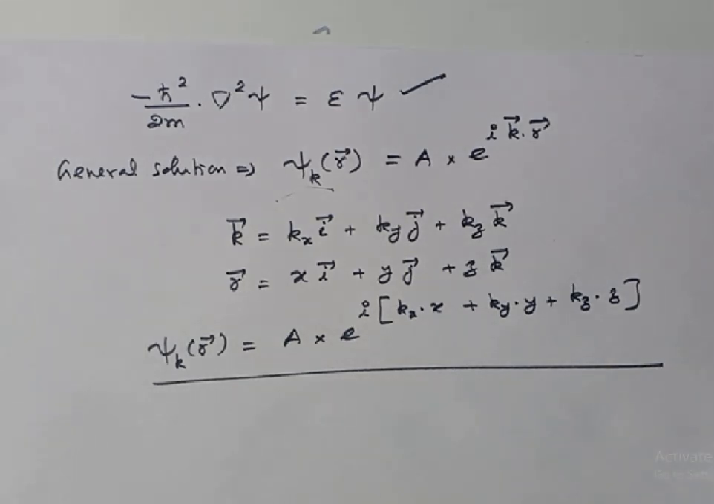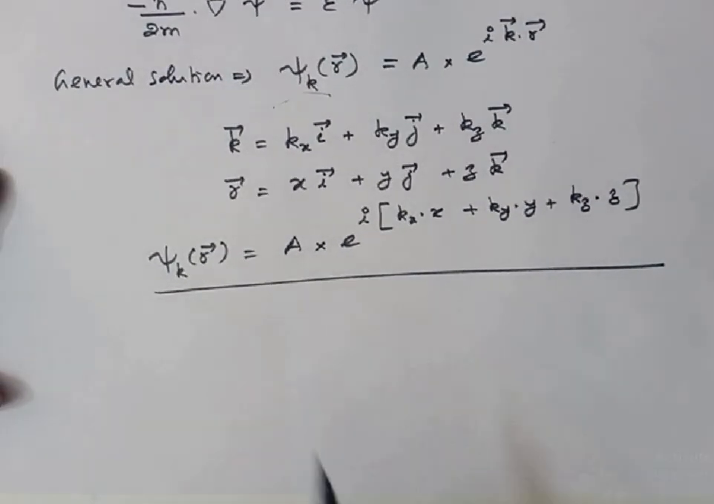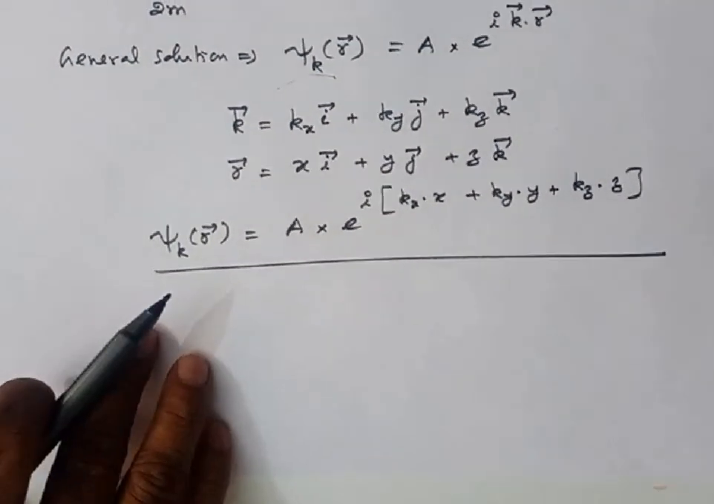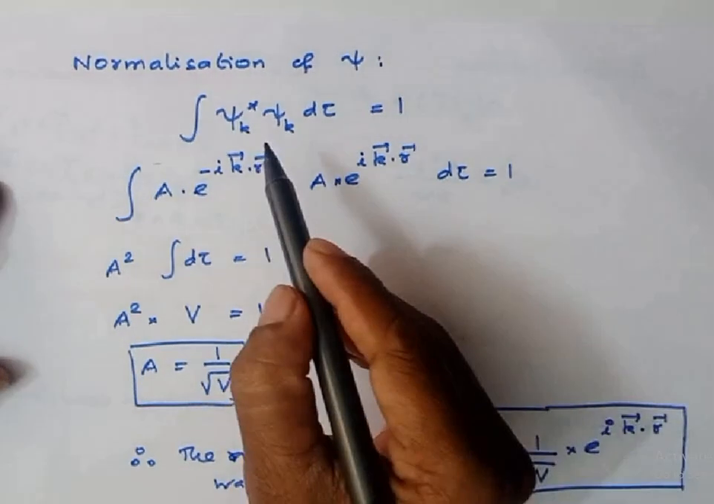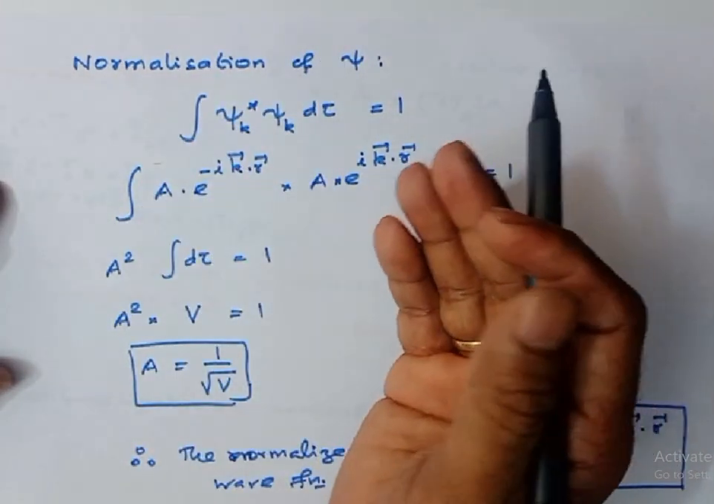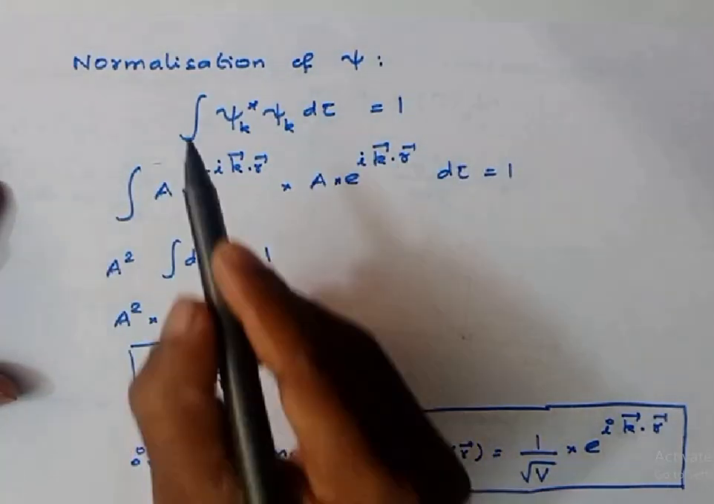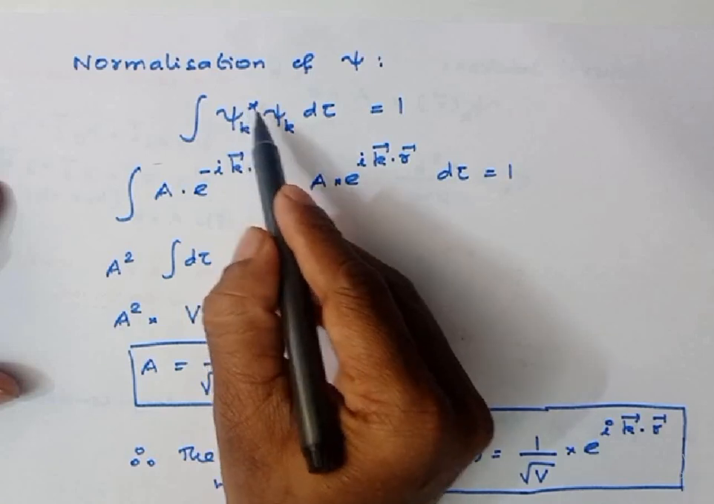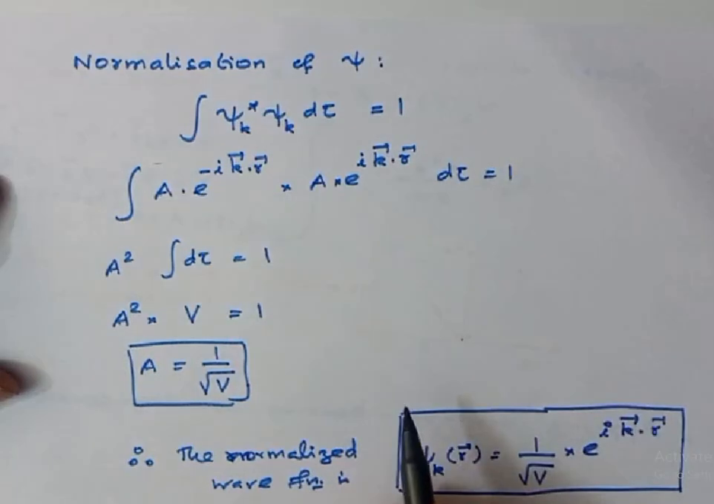Clear? Now what I'm going to do is apply the boundary conditions. So first of all I'll normalize this constant. Normalization of psi, let me do it on the next page. How to normalize psi? You know very well, the electron cannot jump out of the metal, therefore the electron is completely confined within the metal. So integral psi k star into psi k into d tau is equal to 1. This is the normalization condition, you know very well.